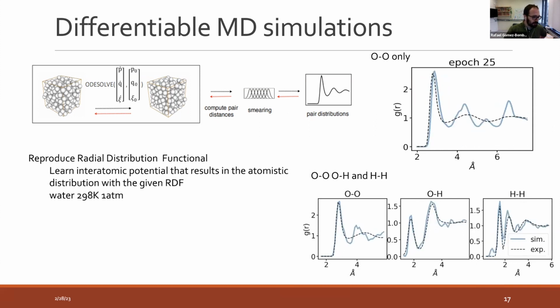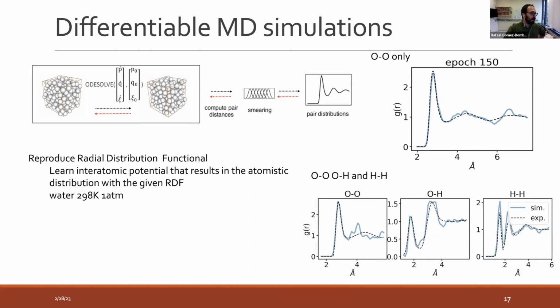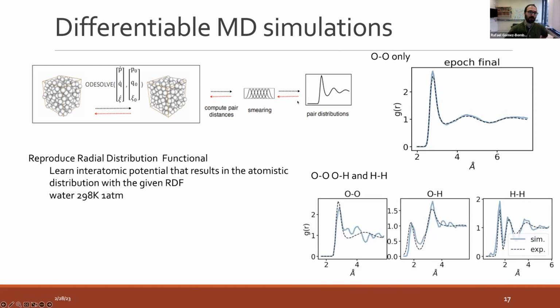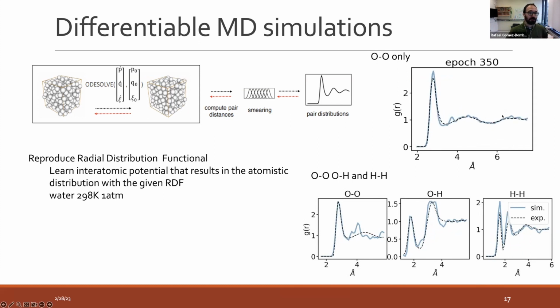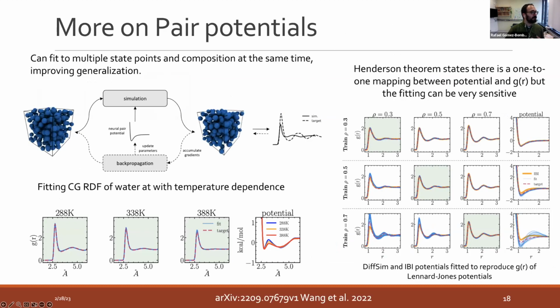And this is the exact question that Hao Tsang asked: a bunch of points in the simulation become part of the loss, and we backpropagate collectively the loss that arises from all of them. So we can learn the interatomic potential that makes water get into the structure of water. And this allows us to ask very intriguing questions about neural network potentials, because there is a theorem that states that there is only one of these radial distribution functions per potential.